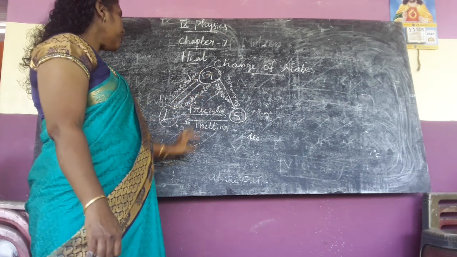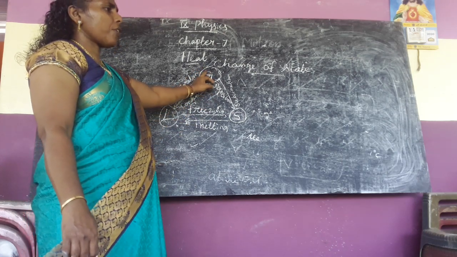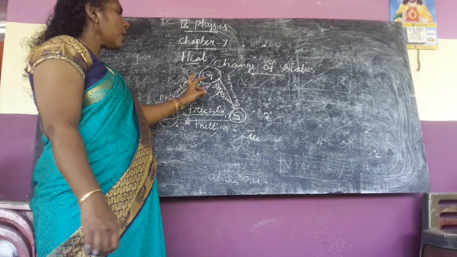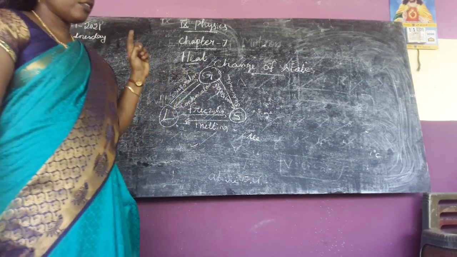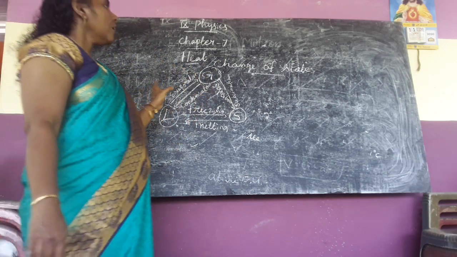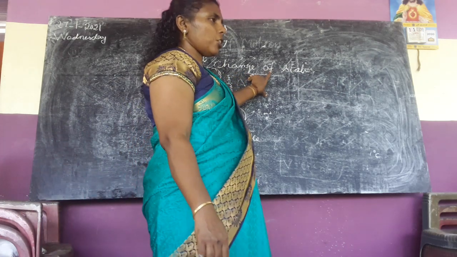Then condensation, the process of changing from gaseous state to liquid is called condensation. Like that, by using this diagram itself, you can explain the change of state.